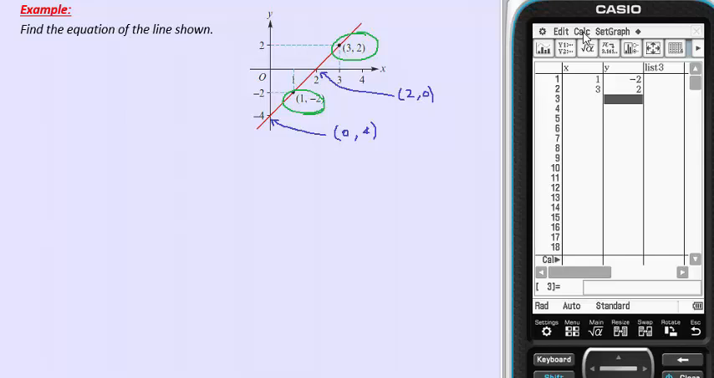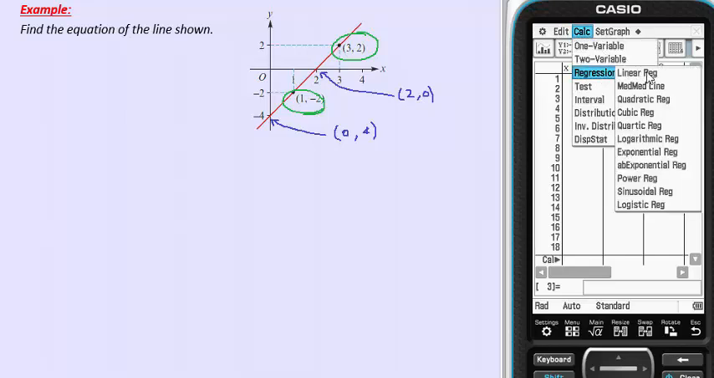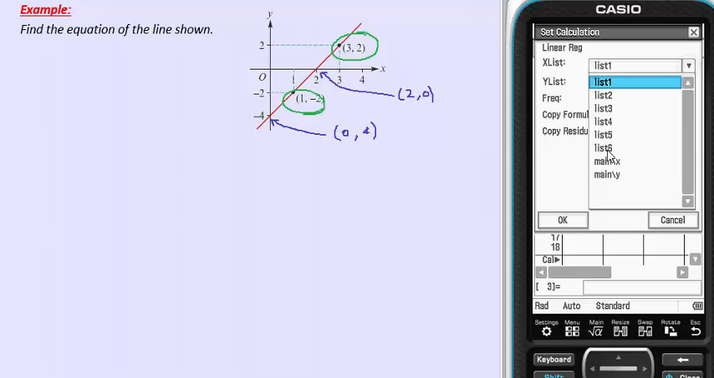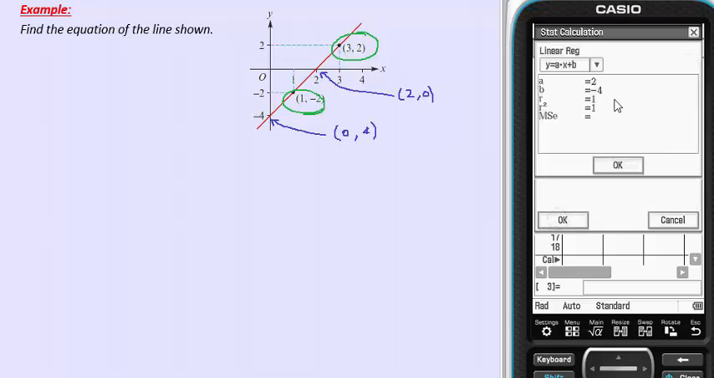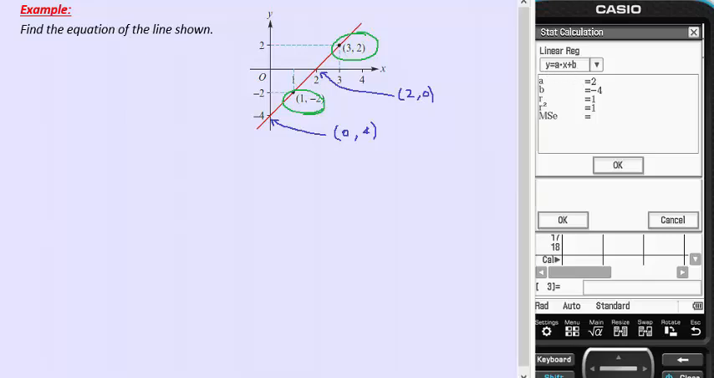Then I'm going to go to calc, regression, linear regression, and pick my x and y lines. Then I'll say OK. And this is the only thing different. See this drop down box? We want this in y equals ax plus b. We don't want this in the form of a plus bx. So this format is correct for what we want.